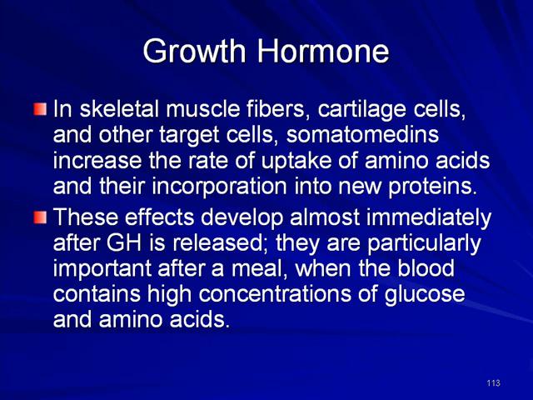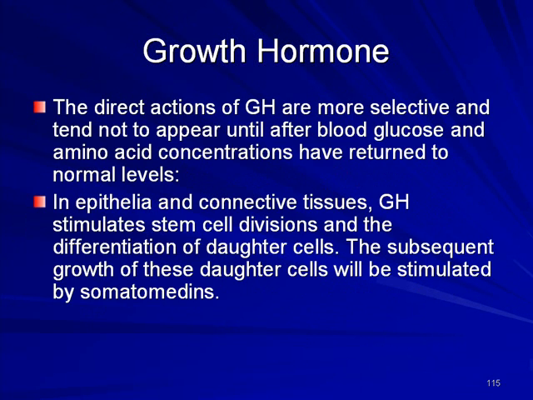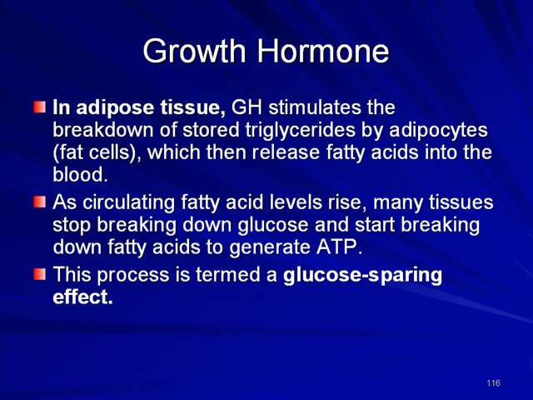The effect develops almost immediately after growth hormone has been released, particularly important after a meal when the blood contains higher concentrations of glucose and particular amino acids. Growth hormone also, we see, will stimulate the breakdown of stored triglycerides by adipocytes or fat cells. Circulating fatty acid levels rise, and many tissues will stop breaking down glucose and start breaking down fatty acids for ATP. This helps break down fat and increase lean muscle mass. Again, a big effect of growth hormone and why many world-class athletes like to use and abuse it.